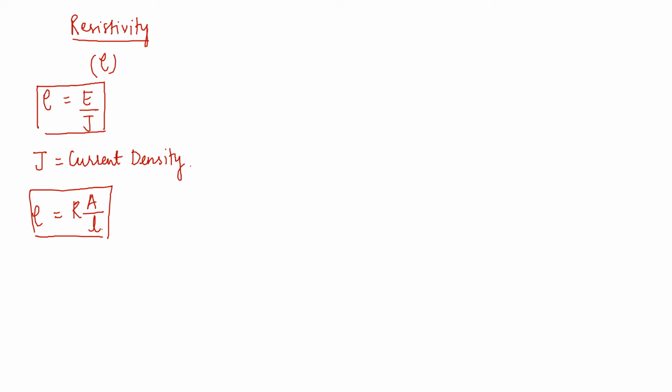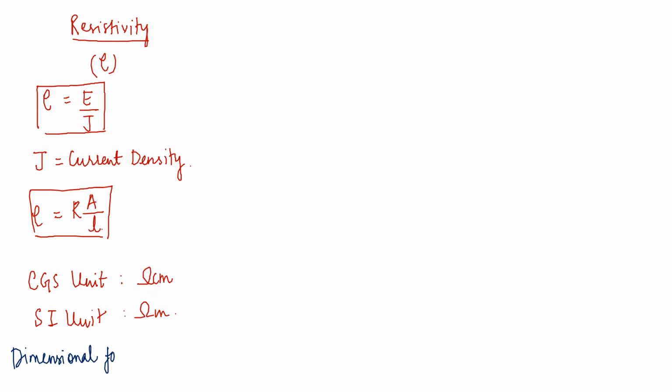Now in CGS units, it is written as ohm centimeter, and in SI unit it is written as ohm meter. Its dimensional formula is M L cube T to the power minus 3 A to the power minus 2. This is very much important with respect to your entrance examination.